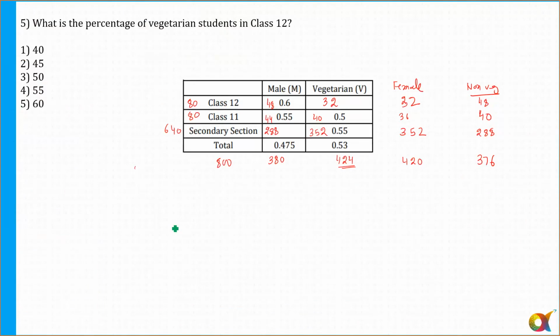Okay. So now, what is the percentage of vegetarian students in class 12? So we know that vegetarian students in class 12 is 32. So 32 by 80, it will be equal to how much? 40%. So the answer is option number 1. Any doubts to anyone? No. So this was easy. So 5th we have done.